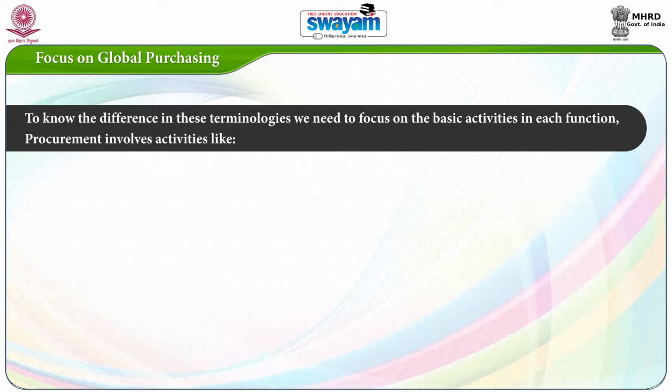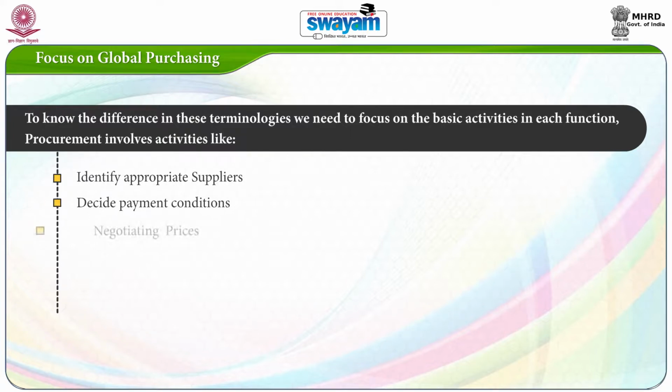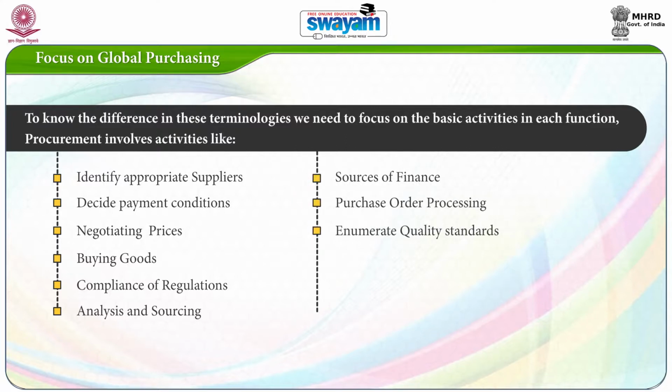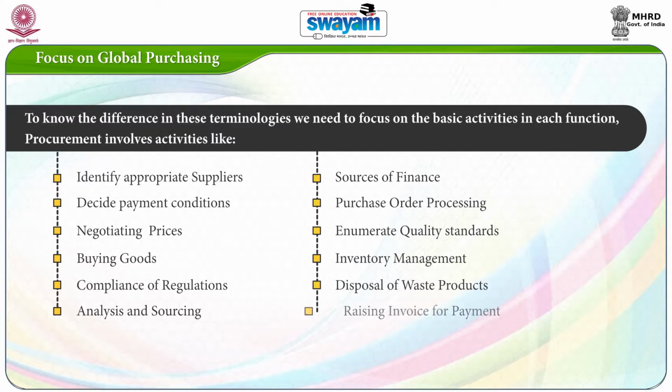Procurement involves activities like identifying appropriate suppliers, deciding payment conditions, negotiating prices, buying goods, compliance with regulations, analysis and sourcing, source of finance, purchase order processing, enumerating quality standards, inventory management, disposal of waste products, and raising invoices for payment. In the overall supply chain process, procurement terminates once the organization has possessed the goods.